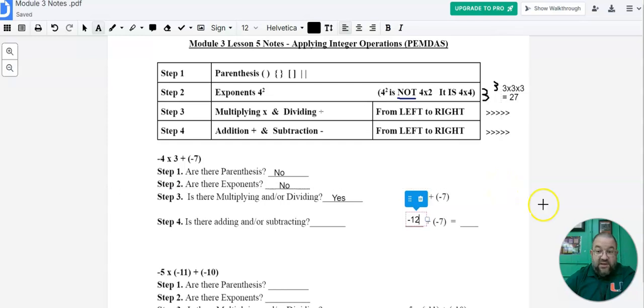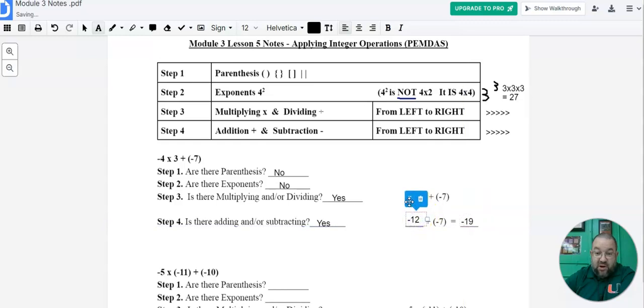And then we could say, all right, is there anything being added or subtracted? And we know the answer here is, of course, yes. And so we're taking -12 plus -7. We have two negative numbers, right? So all we're going to do is add 12 plus 7, which gives us 19. And then you say, hey, they have the same sign, and that sign is negative, so we have -19. All righty? And there you go for that first one.